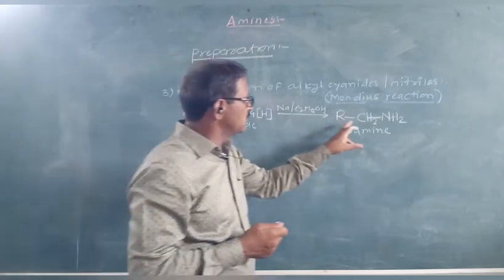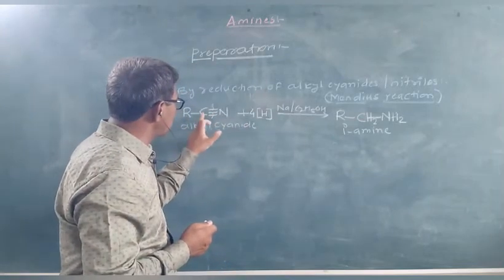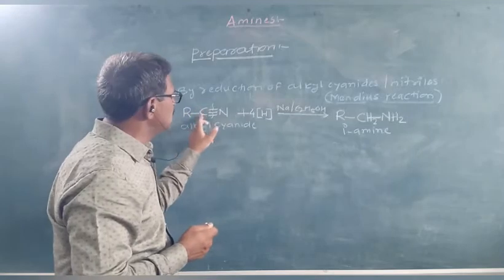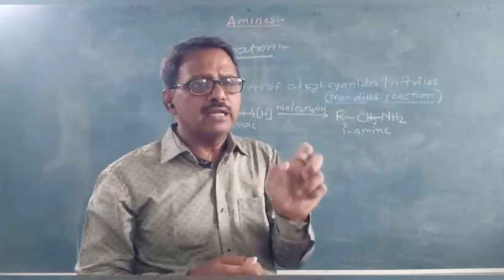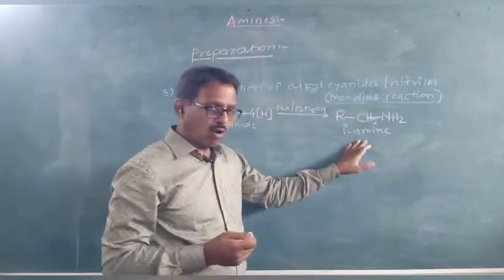Because the cyanide carbon, the C≡N group, is getting converted into CH2NH2, there is an increase of one carbon atom in the product.